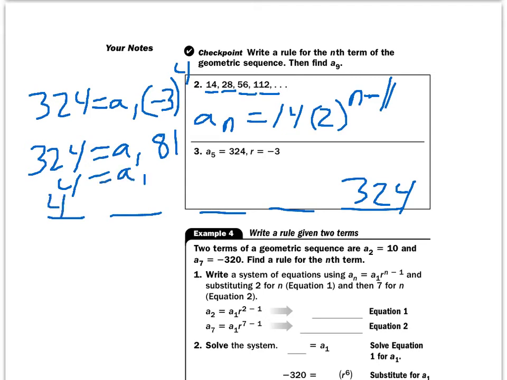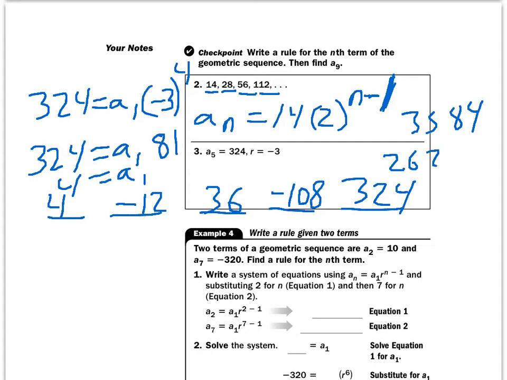So that's a 4 right there. If I were to write all of the terms here, I get 4, negative 12, 36, negative 108, and positive 324. Now they asked me to find the 9th term on each of these. So if I'm going to find the 9th term, I just put a 9 in for n. On number 2, it was 3584, and on this one, it's going to be big, 26,244. So I hope you guys got those.